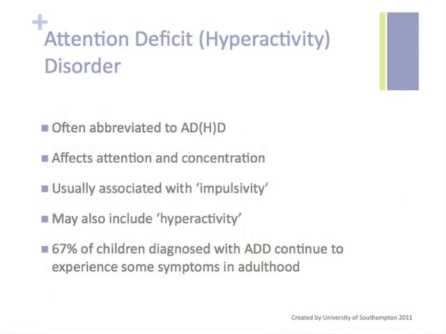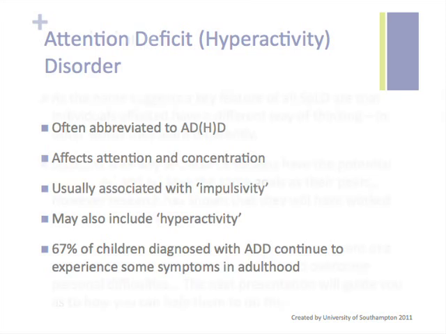Attention deficit hyperactivity disorder, or ADHD, can affect both attention and concentration. People with ADHD will find it difficult to focus on tasks. It is usually associated also with impulsivity. Students can act very quickly without thinking things through at times. It may also include hyperactivity, but not always, and this does decrease with maturity. However, it is now believed that 67% of children diagnosed with ADD or ADHD will continue to experience some symptoms into adulthood.